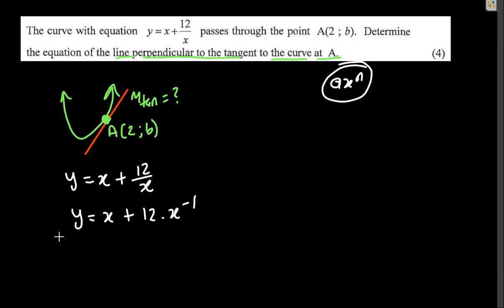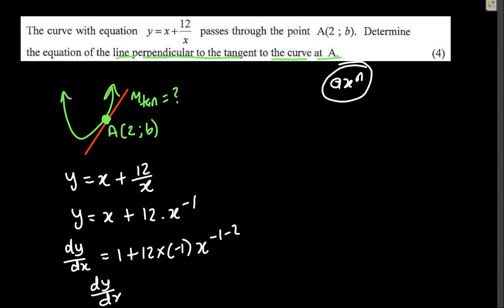And also you would remember that to find the gradient here, or the derivative, I say dy over dx, because we are talking about x. Then for this one, the exponent is 1, so I'm just going to take the number in front, the coefficient, which is 1, and then here I'm going to say 12 multiplied by negative 1, and then x to the power negative 1 minus 1, which is negative 2. So it tells me that dy over dx is 1 minus 12x to the power of negative 2. This is dy over dx. This is the derivative.